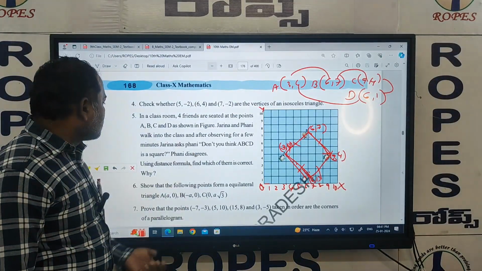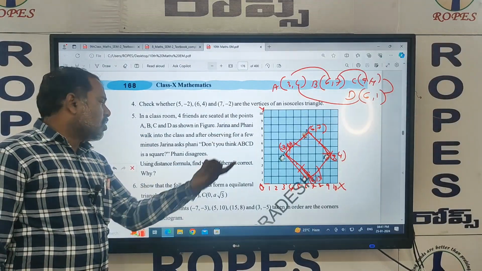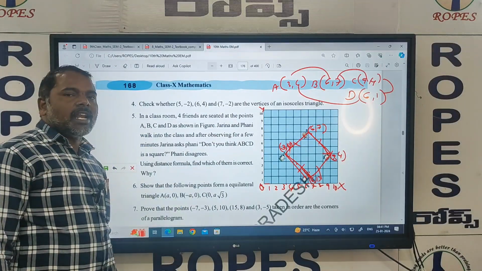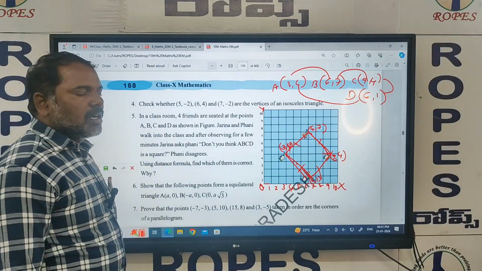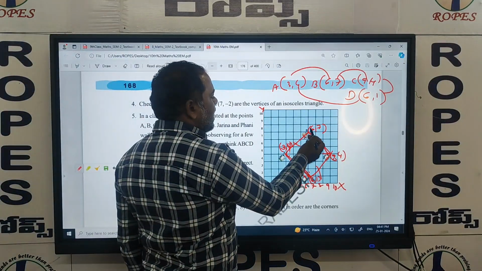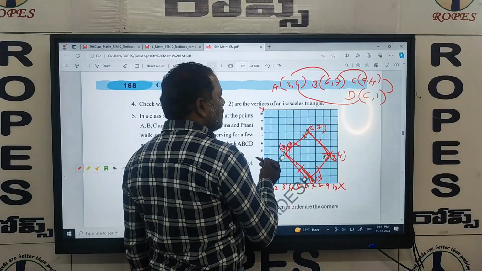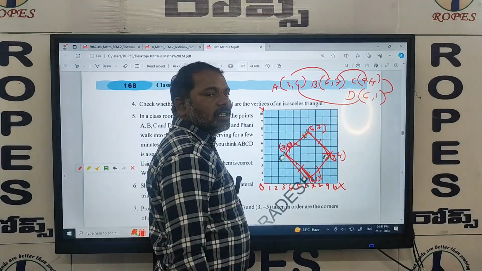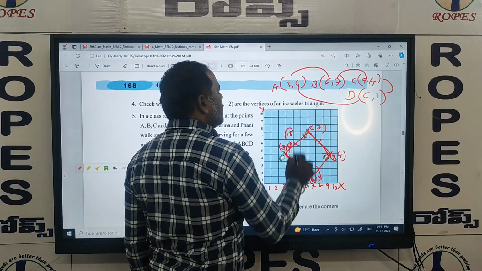When it is forming a square, then Zarina is correct. If it is not forming a square, then Funny is correct. Okay, so we have to find the distances. Just directly we'll say 6 minus 3, 3 square, 9, and 7 minus 4, 3 square, 9. 9 plus 9, this is getting root 18 units.